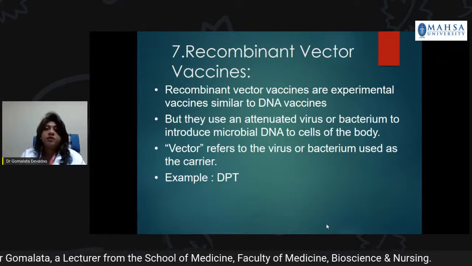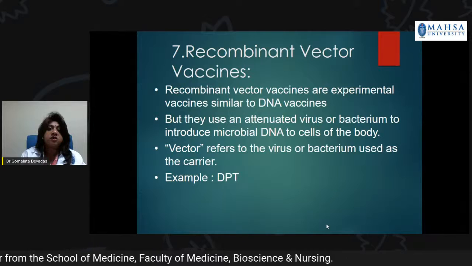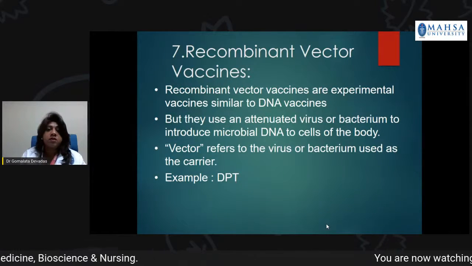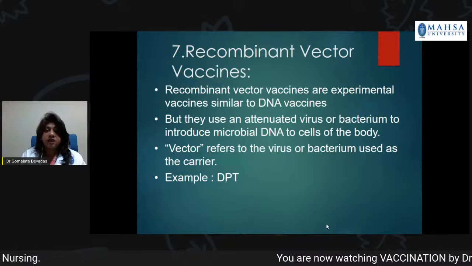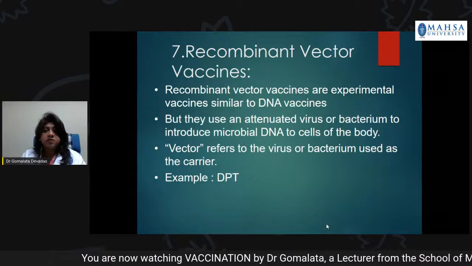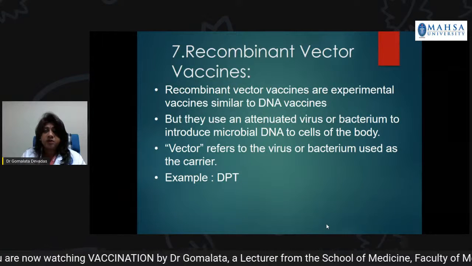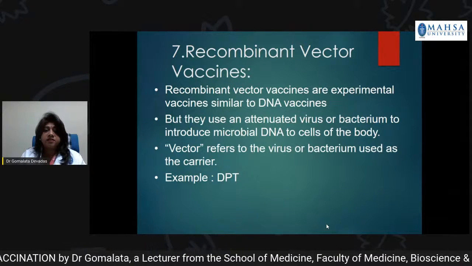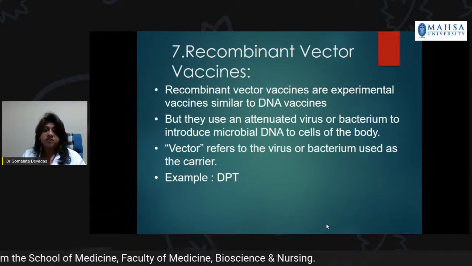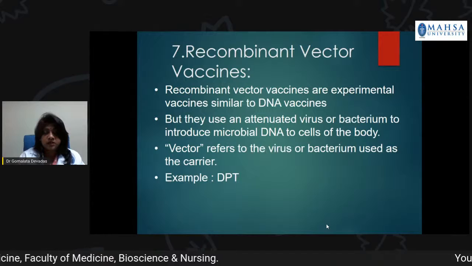And recombinant vector vaccines. Recombinant vector vaccines are experimental, similar to DNA vaccines, but they use an alternate virus or bacterium to introduce the microbe's DNA into the cells of the body. So vectors refers to the virus or bacterium used as a carrier. So it's commonly DPT.